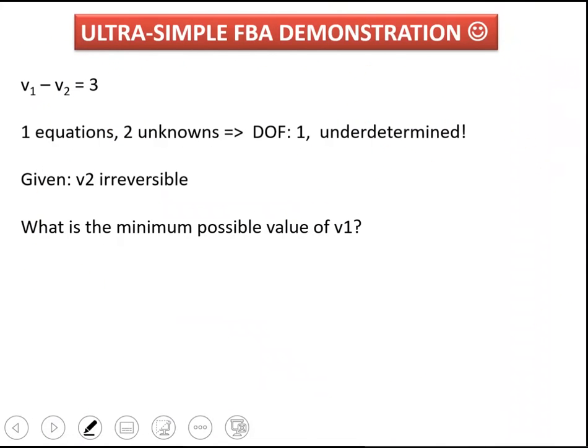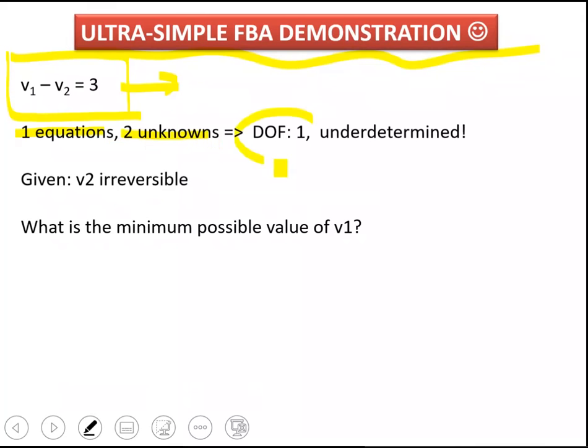So let's talk more about flux balance analysis, the solution of underdetermined systems by using optimization. Here I will cover a very simple FBA example. So this is the only thing given to us. We have said that this equation is given. This is like our mass balance equation, so equality constraint. Based on this, we have one equation and two unknowns, V1 and V2. So degrees of freedom is 1. For this ultra simple system, we have an underdetermined system.